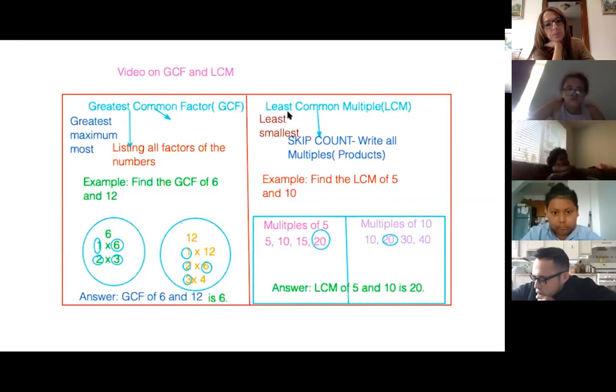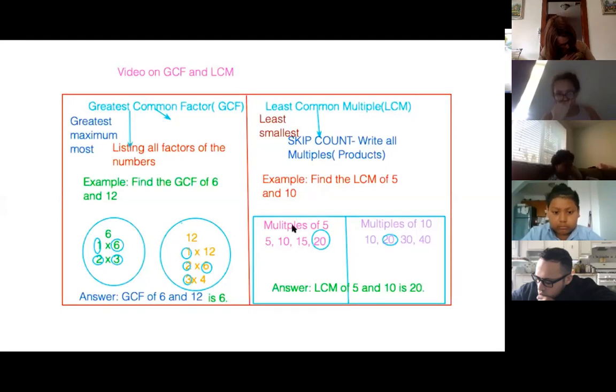Let's look at now the least common multiple. When we see the word least common multiple, also known as LCM, we think the least or the smallest, and we're going to skip count, which means we write down all the multiples, which are the products. So let's look at finding the LCM of 5 and 10.